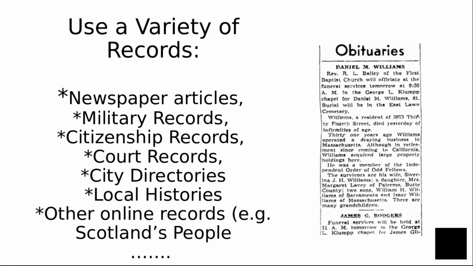Now there are a lot of sources you can use that are not necessarily in Ancestry and so on. These would include things like newspapers, military records, citizenship records, court records, city directories, local histories, and other sources that are compilations of marriage and birth and so on, like Scotland's People. Obituaries can be a very valuable source to tell you about relatives and some instances in their lives.